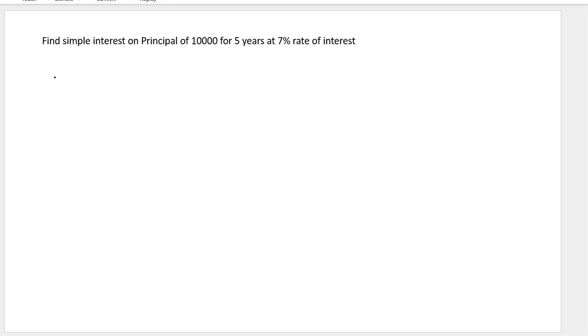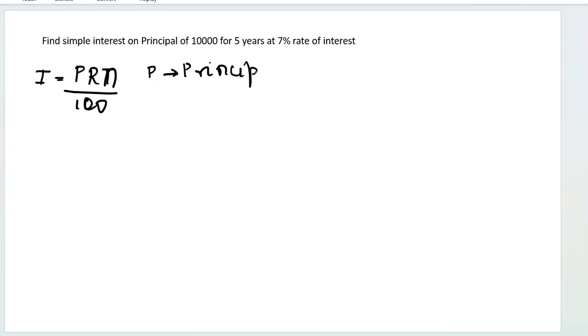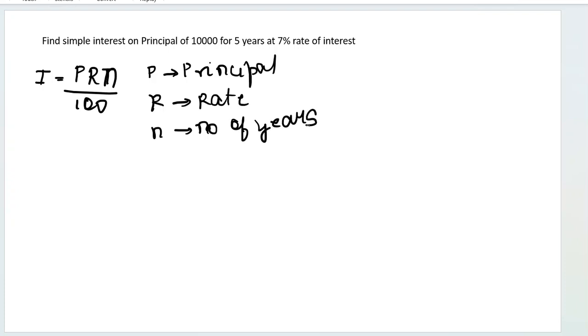The formula is interest is equal to P R N upon 100, where P is principal, the amount that you put, R is the rate, and N is number of years. So this is the formula for interest.